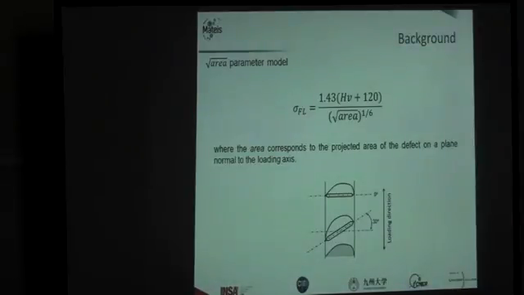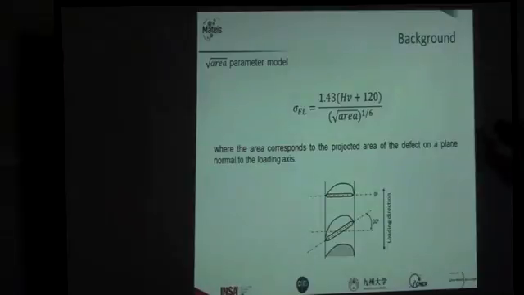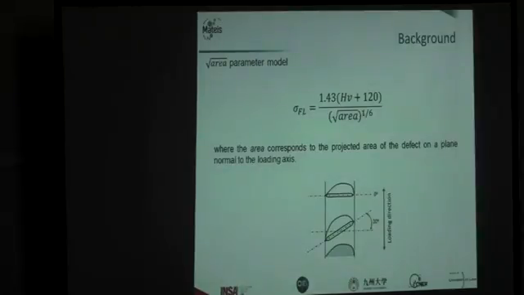As an introduction, here is the famous Murakami's model, and it relates the fatigue limit of certain steels with the hardness of the material and the square root of area parameter. Here in this equation, area corresponds to the projected area of the defect into a plane normal to the stress, to the loading directions. That means that if we have two different defects with different tilting angles, but the same projected area, this material should have the same fatigue limit.